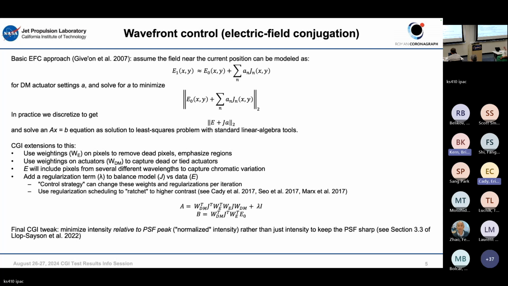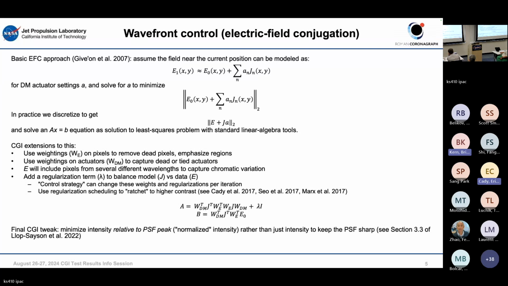I know June, you could probably talk to him at a later break about this, that during the milestone testing, he used this a lot. He used this a lot with HLC testing, back in 2015, 2016, to emphasize that 3 lambda over D region to really focus the control at getting better near the inner working angle. So that's something that you're capable of doing with this way of doing the control.